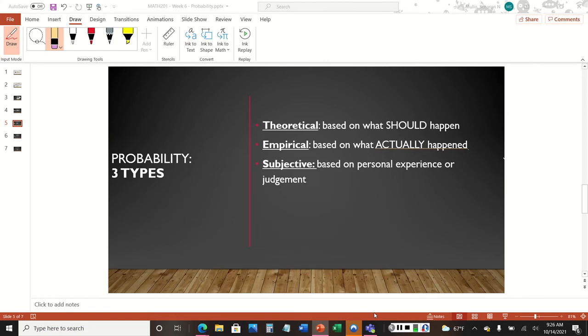So the next type of probability is empirical probability. Empirical probability of an event is an estimate that the event will happen based on how often the event occurs after collecting data or running an experiment in a large number of trials. It is based specifically on direct observations or experiences. So it's what actually happens.